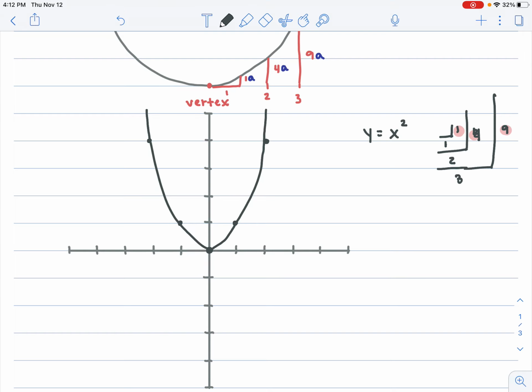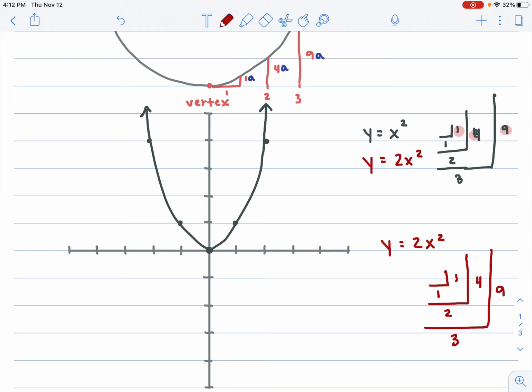And here is my y equals x squared parabola. All right, now with your red pen, we're going to be graphing y equals 2x squared. I'm going to write this down here so I have a little bit more room. So if I graph my little anatomy right here, go over 1, up 1, over 2, up 4, over 3, up 9. We now have an a value.